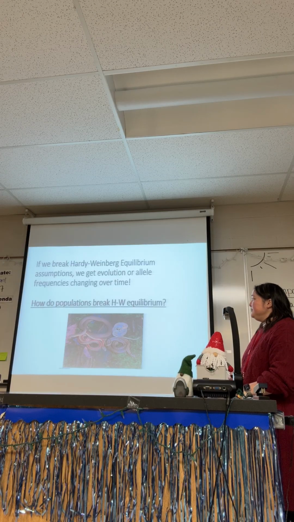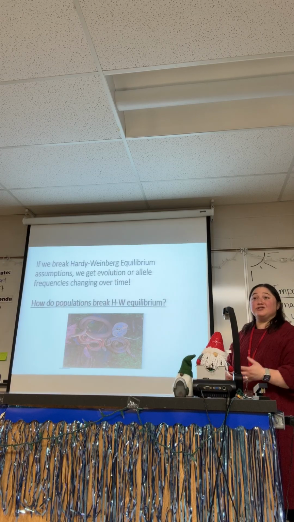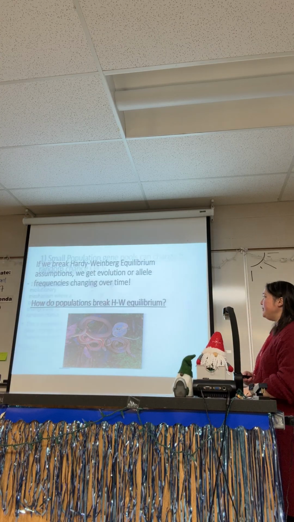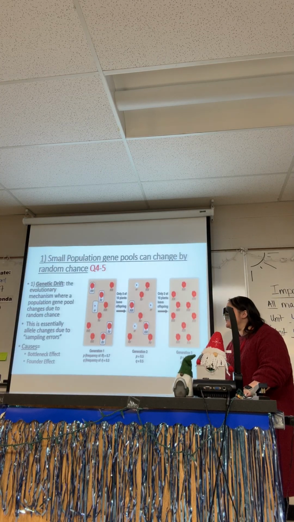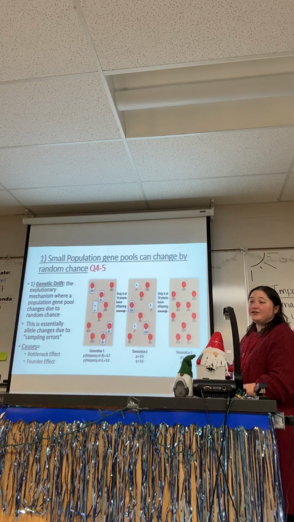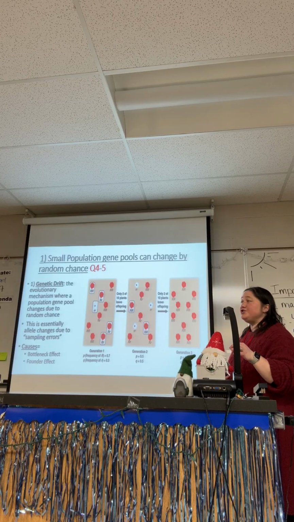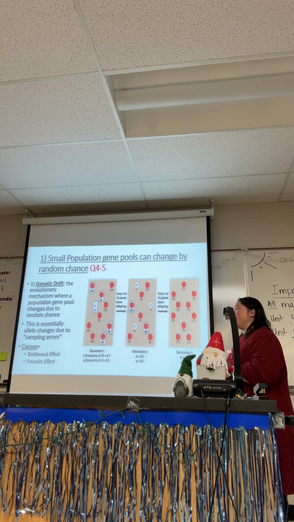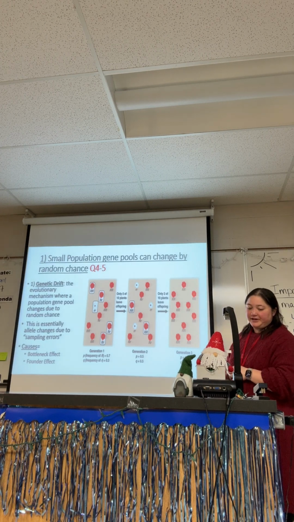So how do populations actually break one or more of those assumptions for Hardy-Weinberg? The first way that we can break one of those assumptions is through genetic drift. Genetic drift is our evolutionary mechanism where a population gene pool changes due to random chance. And by random, we mean this is totally random when things happen here.